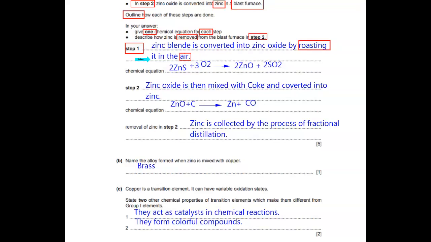Zinc oxide is zinc sulfide. So zinc blend is basically a sulfide ore. It is a mixture of zinc and sulfur.